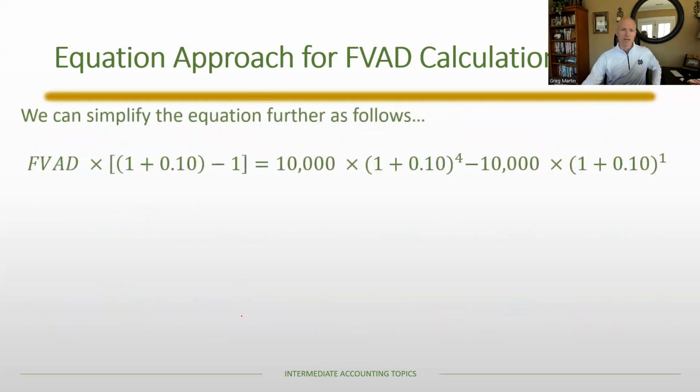And so again, simplifying that, you can see on the left-hand side, we factor out the future value of an annuity due. And on the inside, the 1 and the 1 are going to end up canceling. Hopefully you kind of see that.